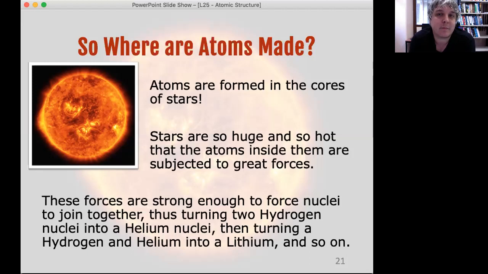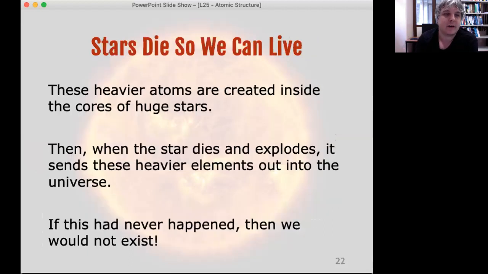So all atoms are made in stars, apart from hydrogen. Hydrogen was the initial one that's just there in the universe abundantly. These heavier atoms are created inside the cores of these huge stars, and when the star dies and explodes, it sends these heavier elements out into the universe. If that had never happened, if no stars had ever died, then we would not exist. Anything bigger than hydrogen in the universe would not exist.